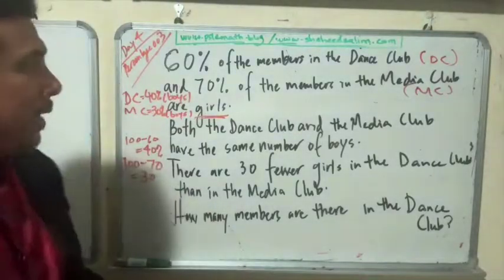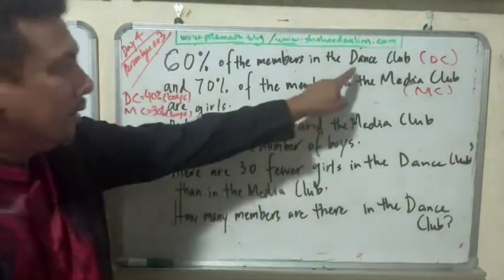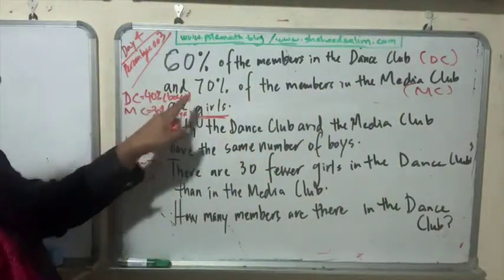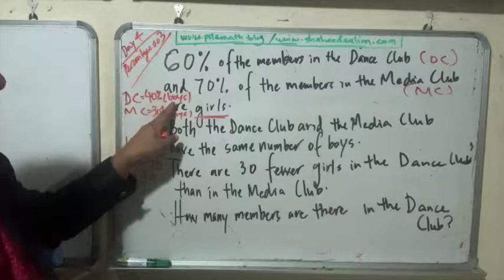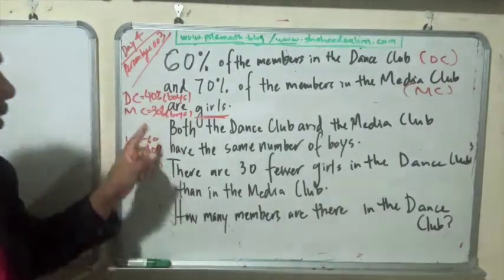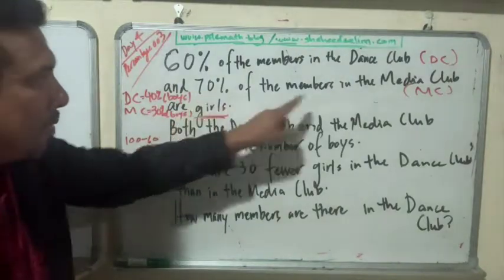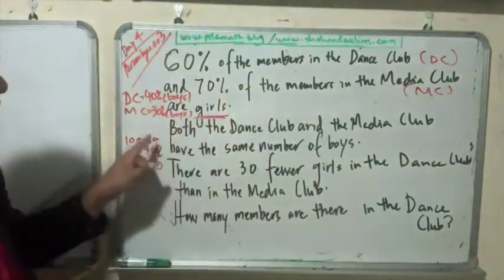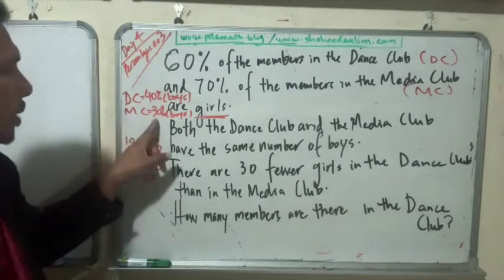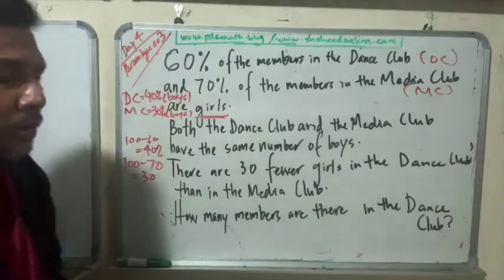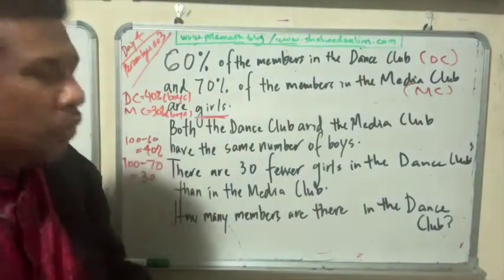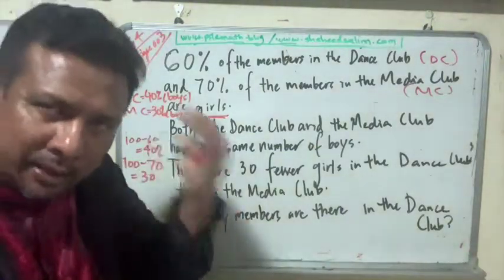I hope you're clear about that. 60% of the dance club members are girls, 40% of the dance club members are boys. 60 plus 40 is 100%. Likewise, 70% of the members in the media club are girls. Therefore, 30% must be boys. So 30% boys, 70% girls. You have to understand this before we move on. If you do not understand, you have to stop this video and think through.